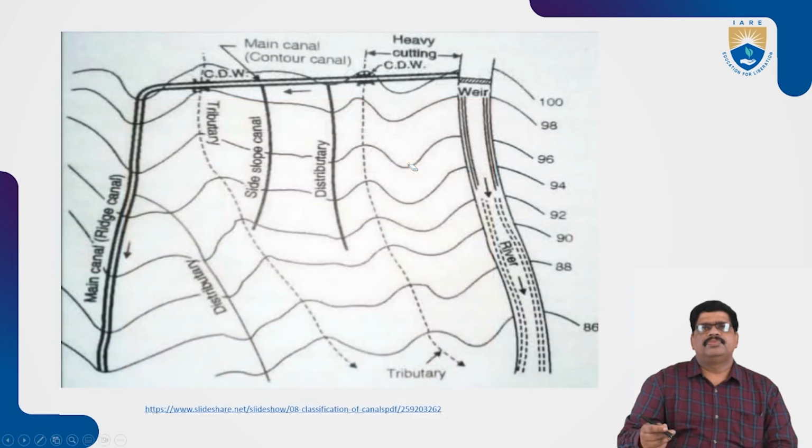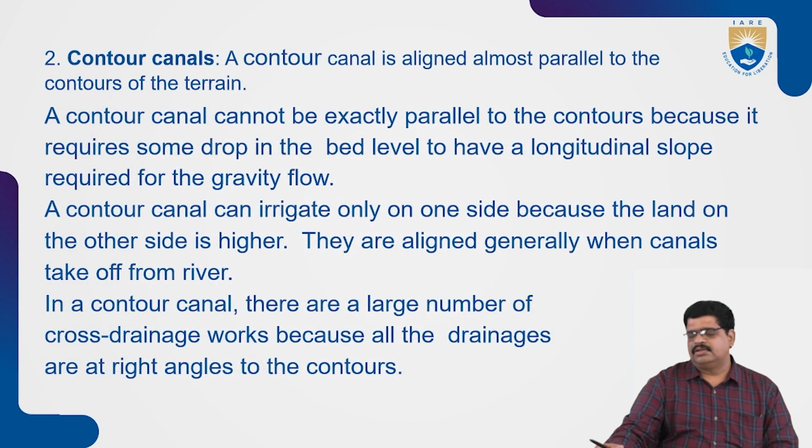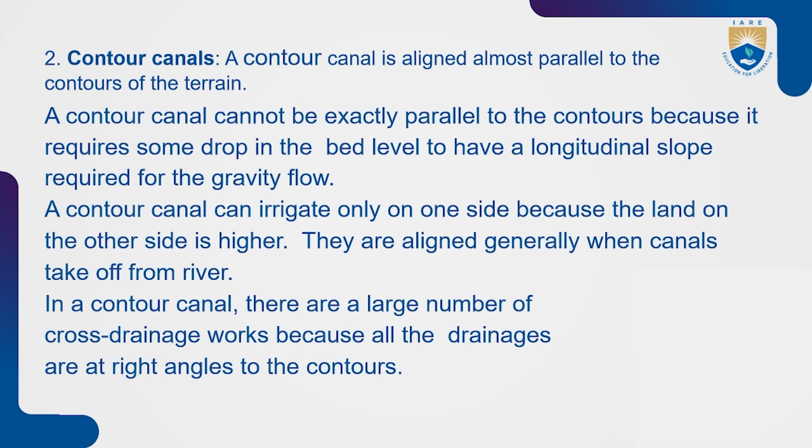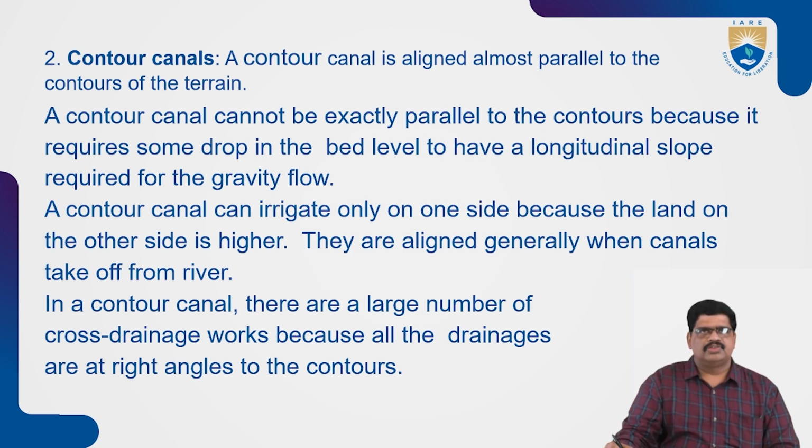Next, the contour canal. What is meant by contours? Contouring is where the areas are hilly or sloping, and it concerns how agriculture can be done there. In sloping areas, canals can also be provided. The canals are aligned almost parallel to the contours of the terrain, exactly parallel to the contouring, with some drop in the bed level to have the longitudinal slope required for gravity flow.